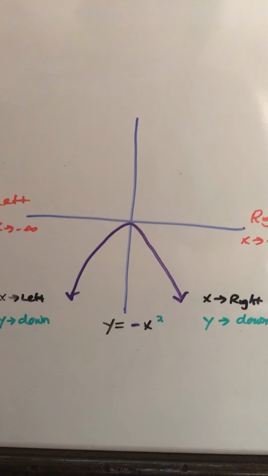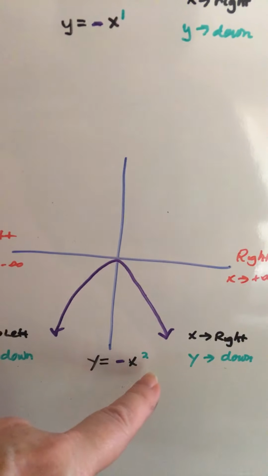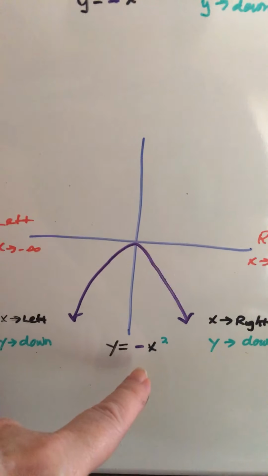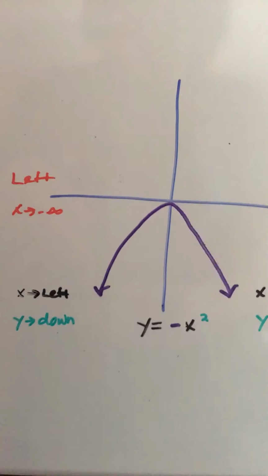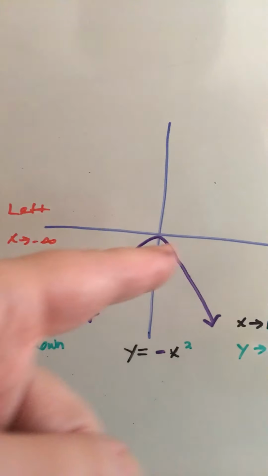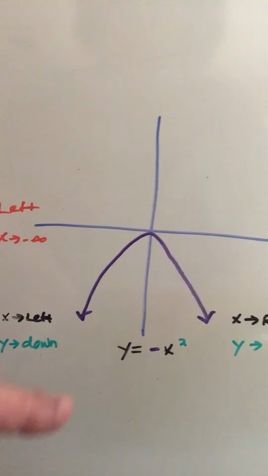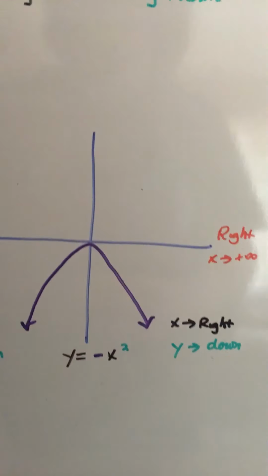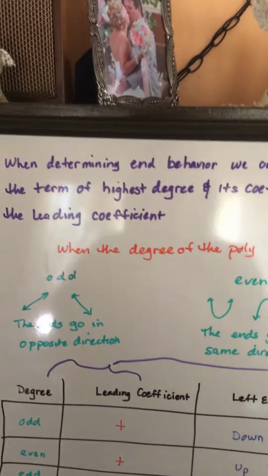Last one, y equals negative x squared. Exponent is even. Leading coefficient is negative. What happens as x's head left? Y's go down. As x's head right, y's go down. Now, based on this, we'll know everything that we need to know.